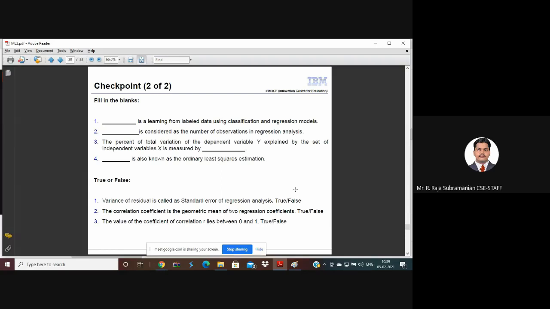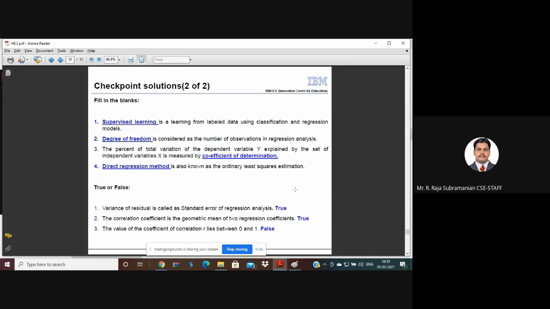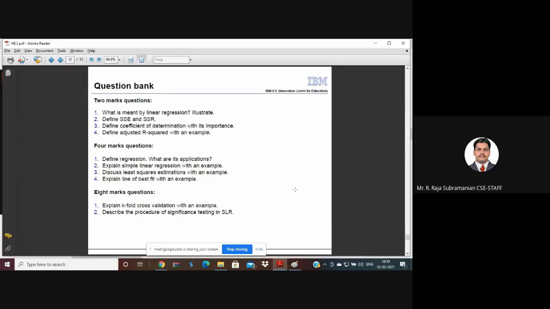Next, the value of the coefficient of correlation lies between 0 and 1. This you can easily say. False, because minus is also available, right? So these are the answers. That's it. And these are some two-mark questions, so you can write and see all of these.